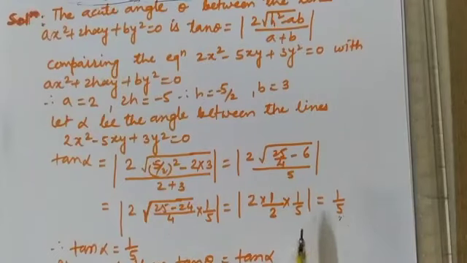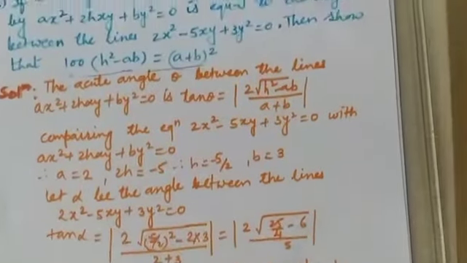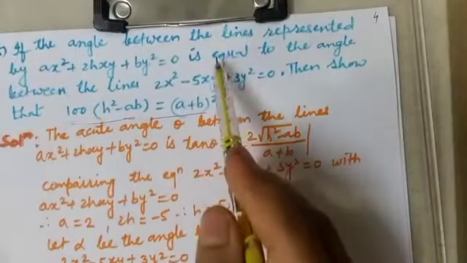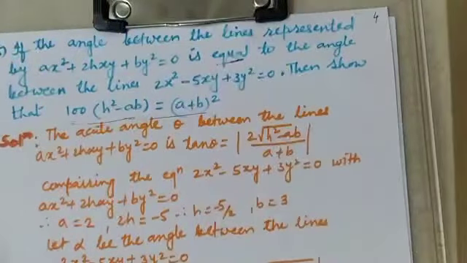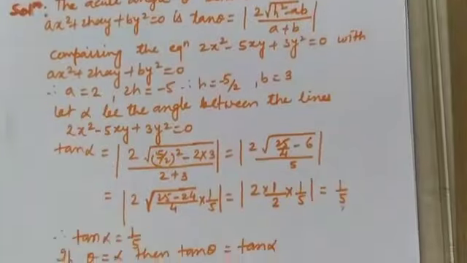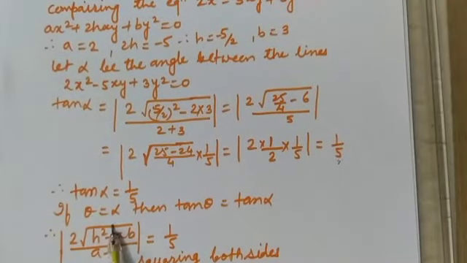Now the value of tan alpha is 1 by 5, and theta is equal to alpha, they are equal, it is given in the problem itself. The values of both angles are equal, so we can equate them. If theta is equal to alpha, then tan theta is equal to tan alpha obviously. So we are equating the tan theta value with tan alpha: 2 into root of h square minus ab divided by a plus b is equal to 1 by 5.